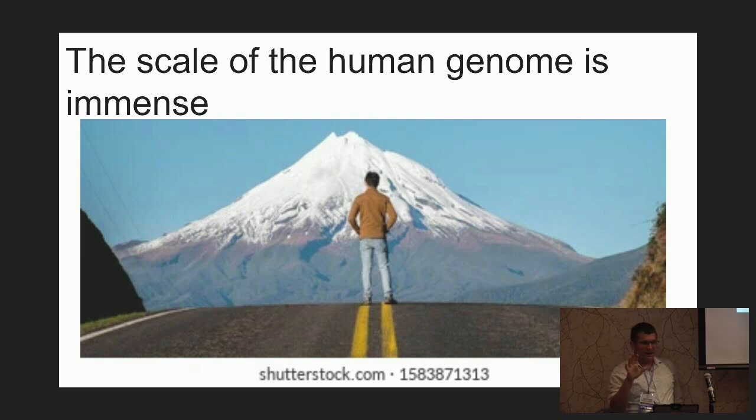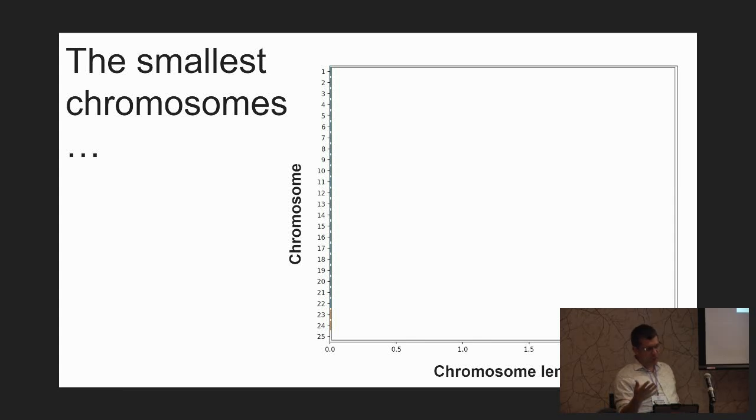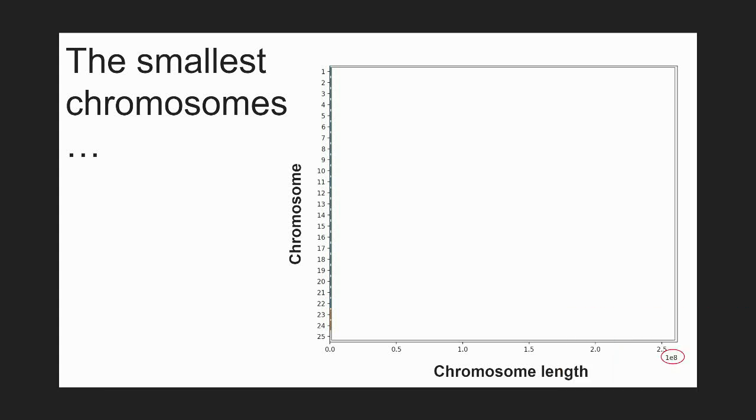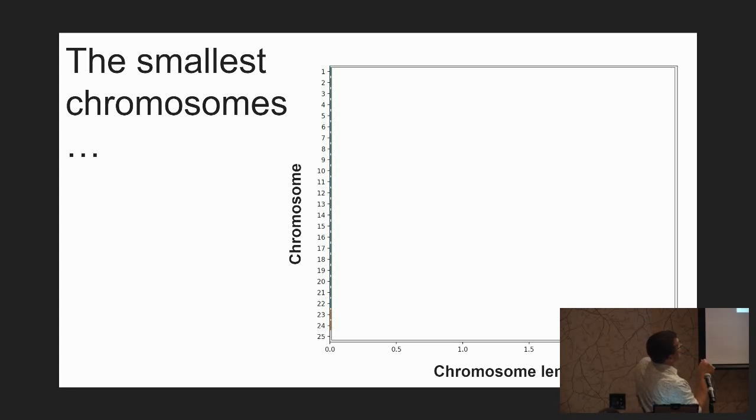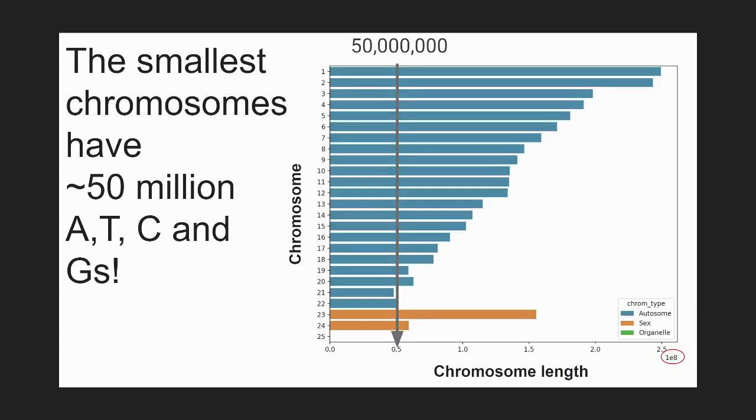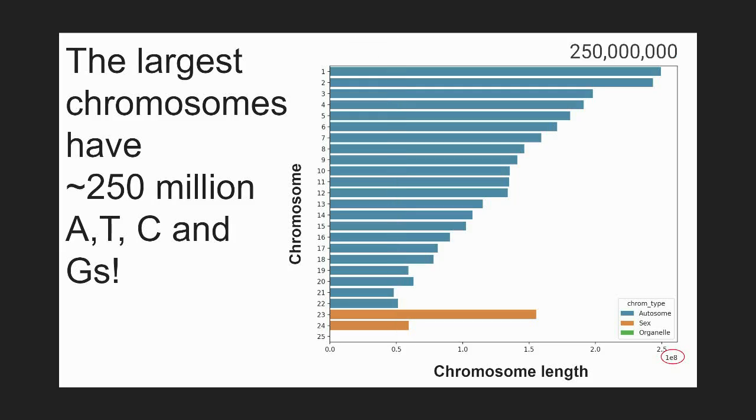Before I go on, I want to step back and just appreciate the scale of data. Genomic data is one of the original sources of big data. I'm going to show a plot here. The x-axis is going to be chromosome length. Note that the scale is 1 times 10 to the 8th, and the y-axis is going to show you different chromosomes. The smallest chromosome in human cells has 50 million letters in it, 50 million A's, T's, C's, and G's. The smallest ones are 20, 21, 22, 23. And the largest ones have 250 million letters in them. So a very, very large amount of data gets generated when we do this.